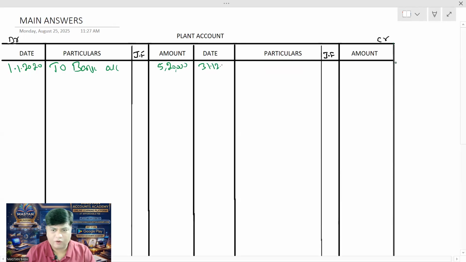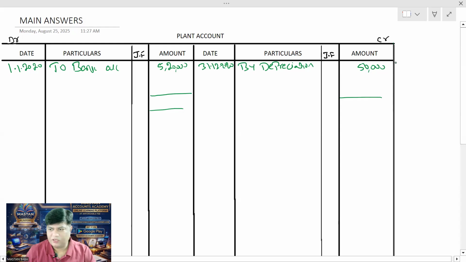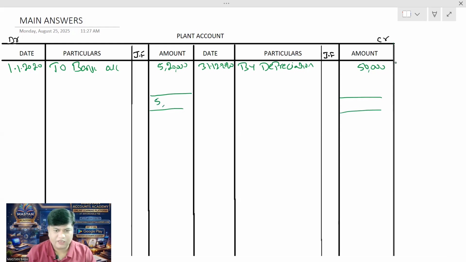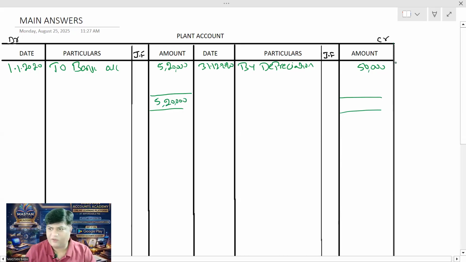So on 31/12/2020, by depreciation. We have calculated the depreciation amounting to rupees 50,000. So by annual depreciation, we got 50,000. Take 50,000 here. Again, balance the account: 5,20,000 and 50,000. The balancing procedure is the same; which is higher? 5,20,000 is higher. So take 5,20,000 on both sides. Balance it by balance carried down. 5,20,000 minus 50,000, dear students, we will get 4,70,000.